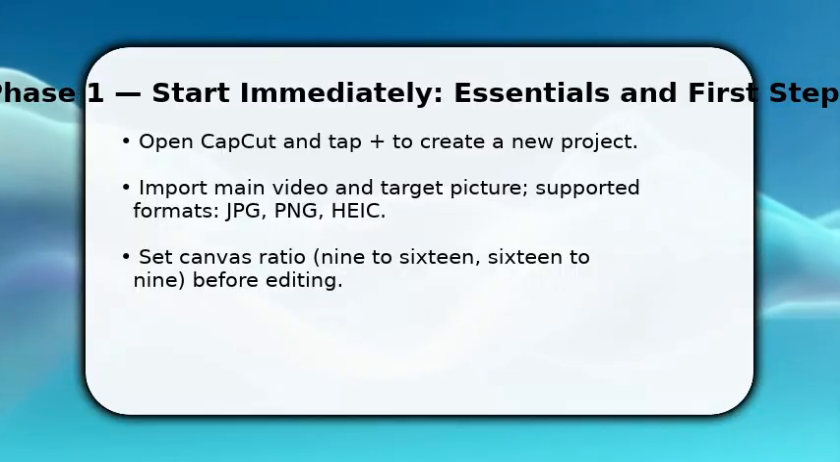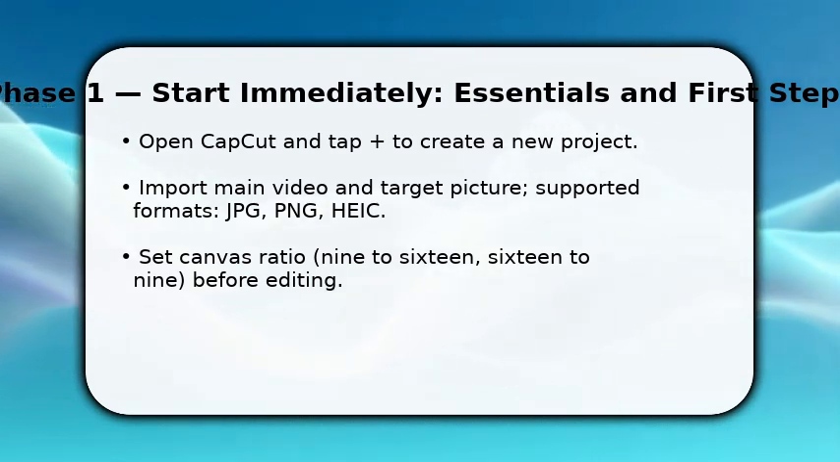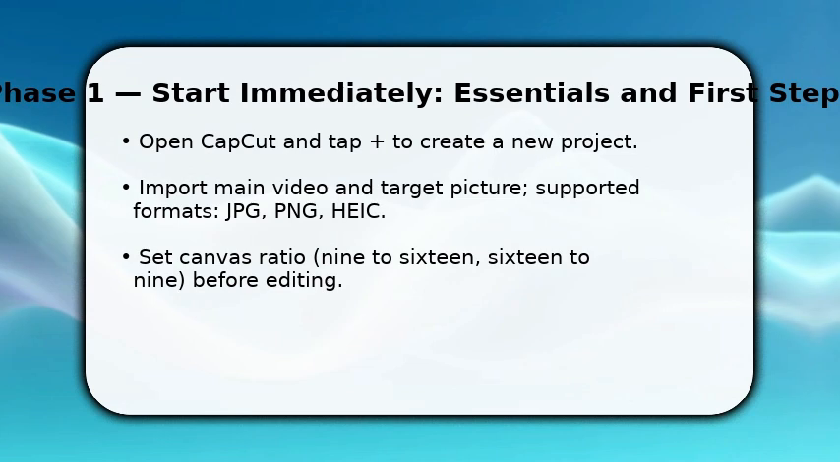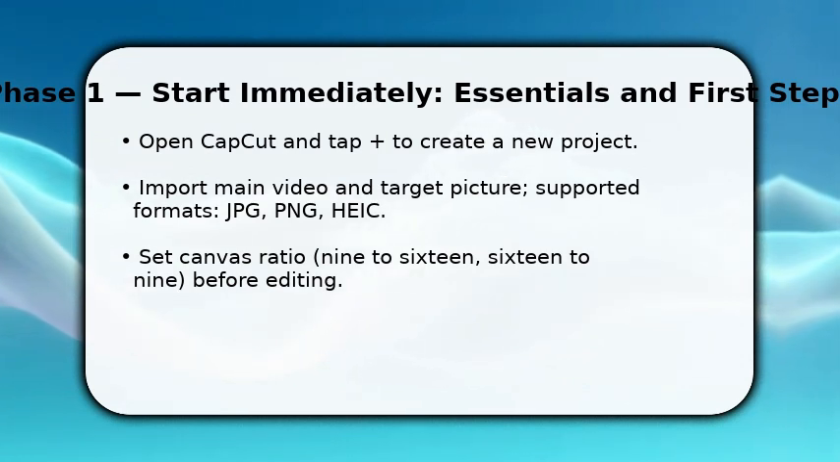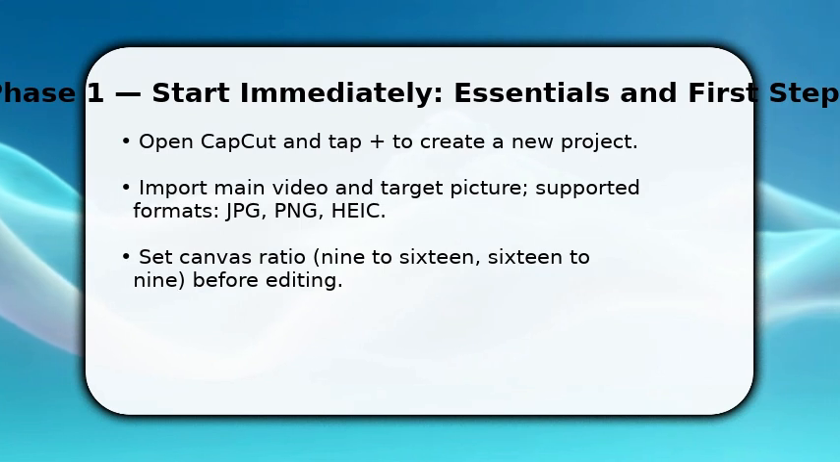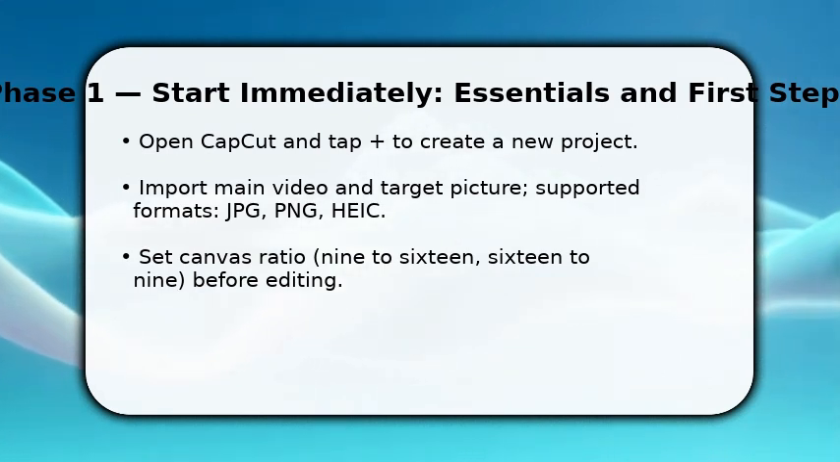You've got your assets, now start editing. Open CapCut, tap the plus button and pick New Project so your media loads into the timeline. Import the main video first, then add the picture. This preserves layer order and makes positioning easier.